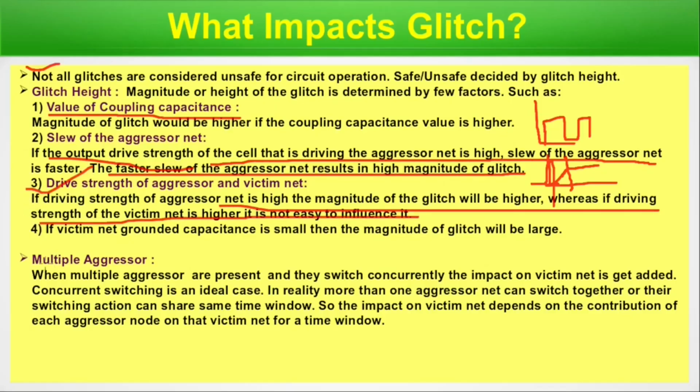It's a comparative one. If victim net grounded capacitances are small, then the magnitude of the glitch will be large. So these are basically four factors which impact the magnitude of the glitch introduced in the victim net by the aggressor net.